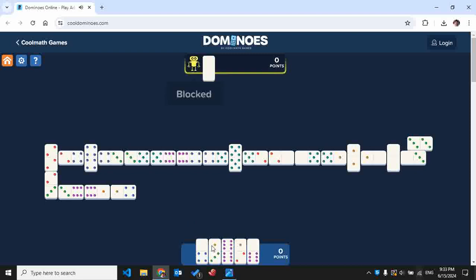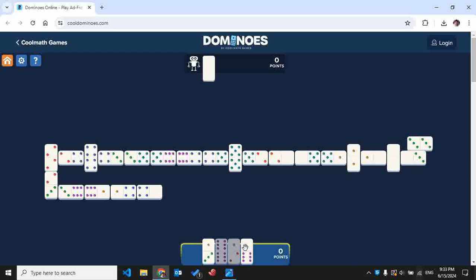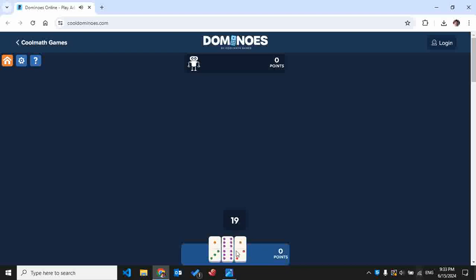This is just us learning how to play this game. Four dots here, so we have four here. Yes, blocked, and similarly there is one space here. Yes, you have got 19 points. It will ask you to play the next round. So this way we can play.